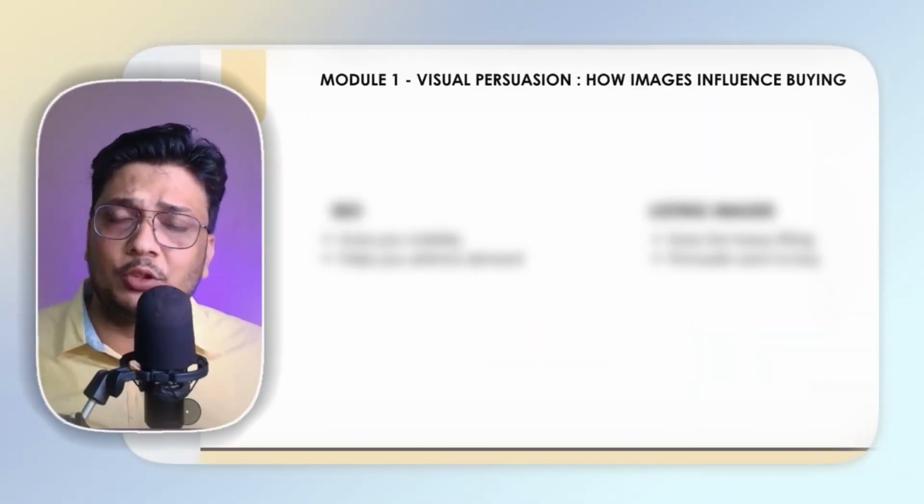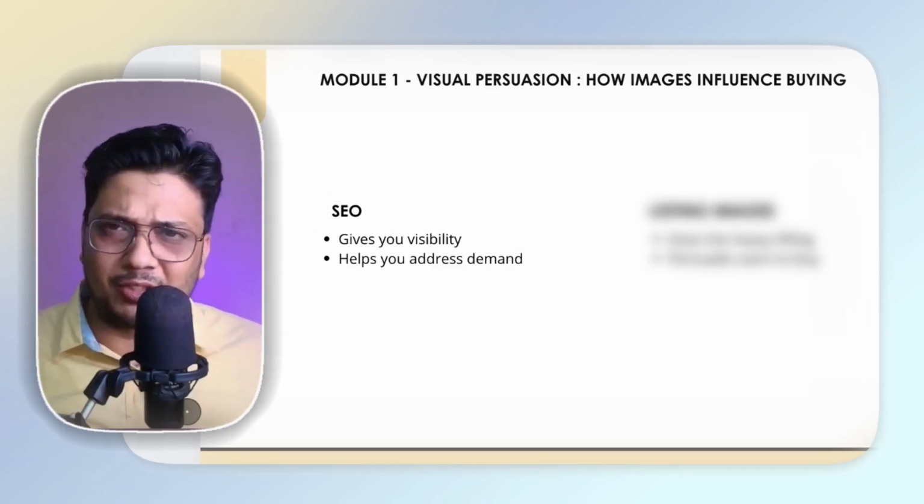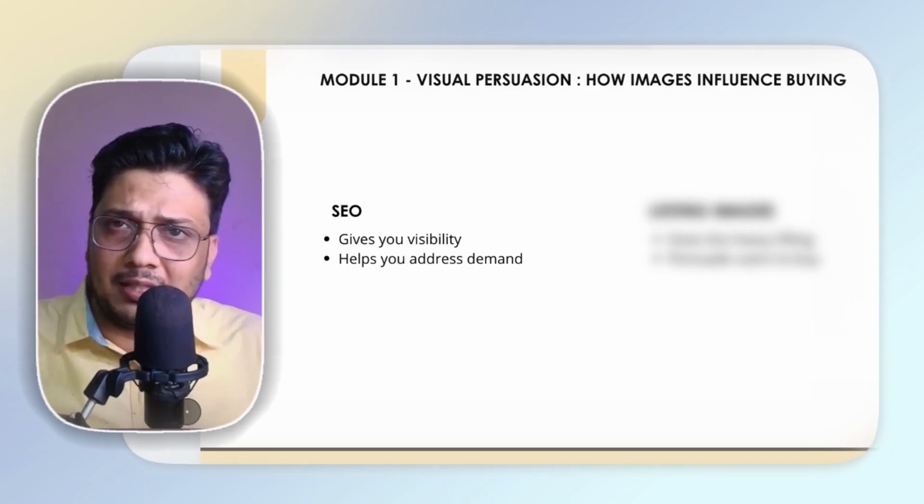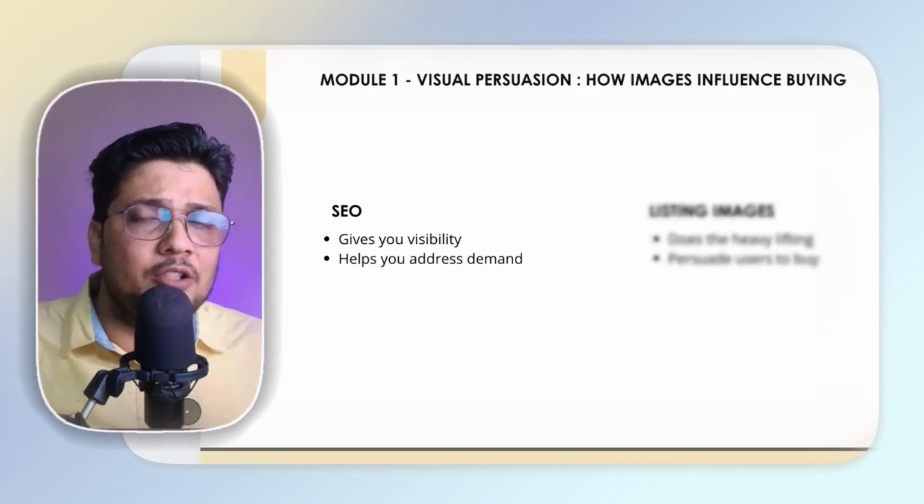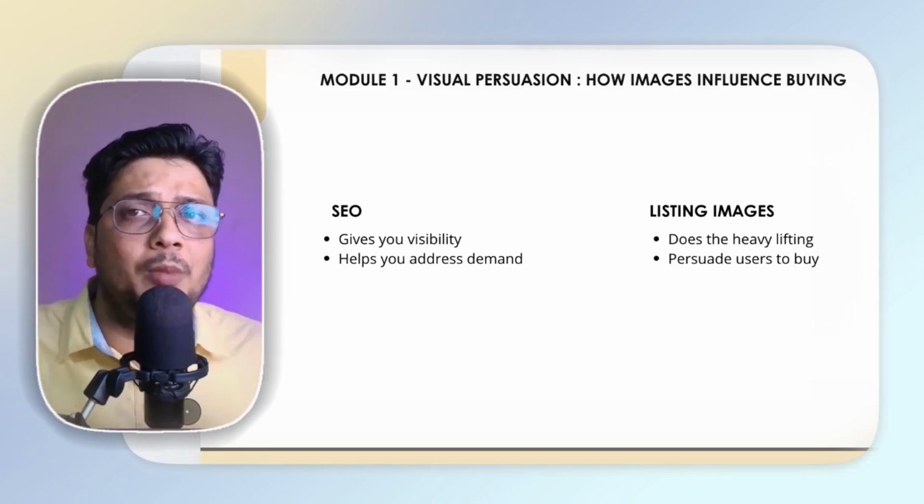So to be successful on Etsy, there are 2 key elements. First is SEO. That gives you visibility and helps you address the demand that is already there in the marketplace. Next big thing after SEO is your listing images. It does the heavy lifting and persuades your customers to buy your product.